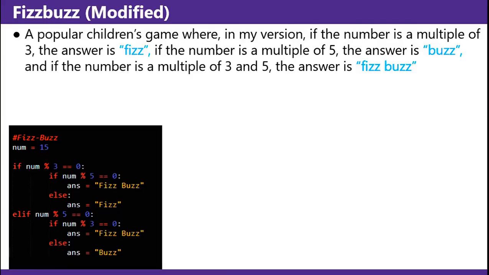Fizzbuzz Modified, a popular children's game where, in my version, if the number is a multiple of 3, the answer is Fizz. If the number is a multiple of 5, the answer is Buzz. And if the number is a multiple of 3 and 5, the answer is Fizzbuzz.